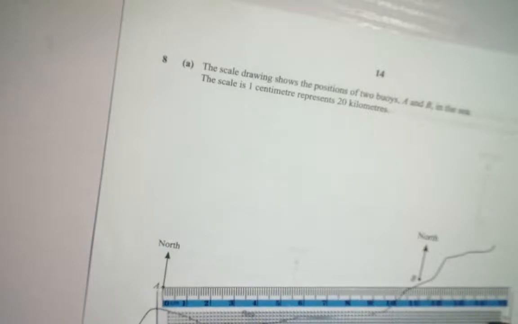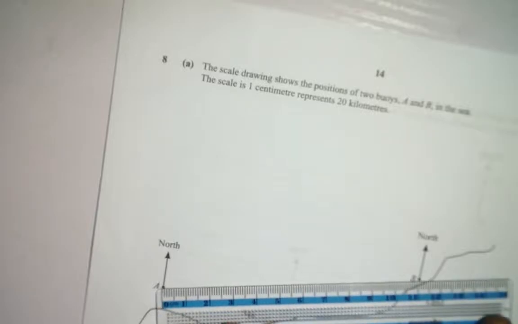Okay, so what do they want us to do? Go down, it says, work out the actual distance between buoy A and buoy B. How can we get that? Of course, we need to measure the distance between A and B using a ruler. Then I place my ruler in a way that the zero mark is on A, and then measure to B.